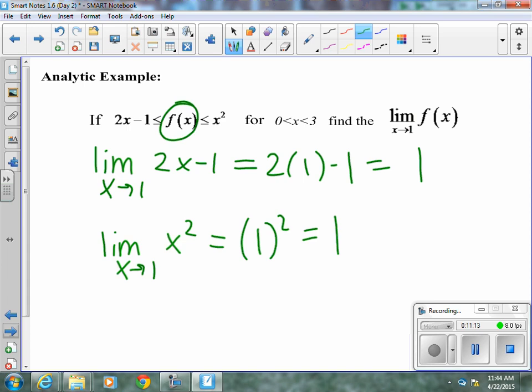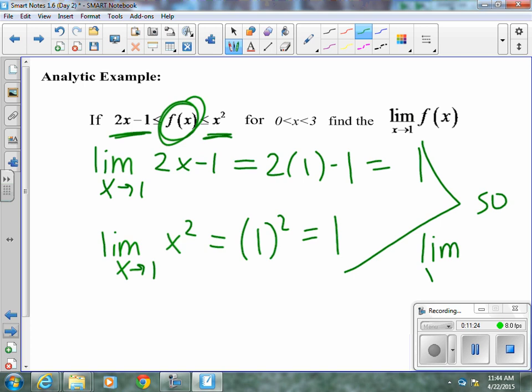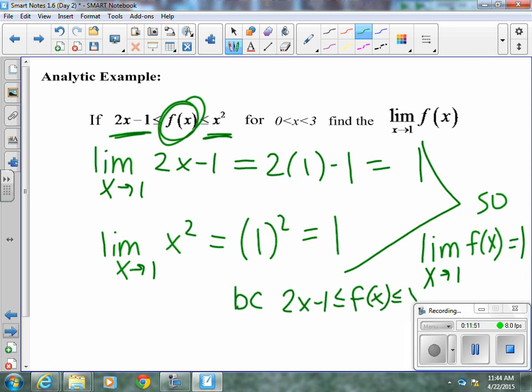Notice, f of x is between 2x minus 1 and x squared. So, based on that knowledge, we know the limit as x approaches 1 of f of x has to be 1. We know f of x is always between 2x minus 1 and x squared between 0 and 3. 1 is between 0 and 3, so we know that 1 will be the limit of f of x as well. We know that because 2x minus 1 is less than or equal to f of x, which is less than or equal to x squared.